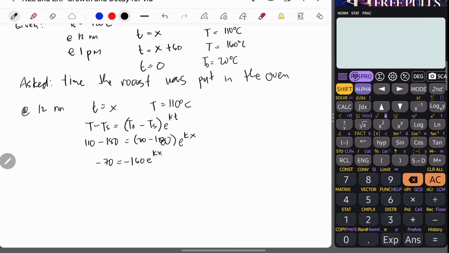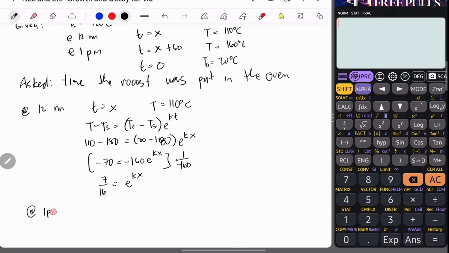e to the kx. Divide both sides by negative 160. So negative 70 divided by negative 160 is 7 over 16. Negative 160 over negative 160 is 1. So e to the kx.